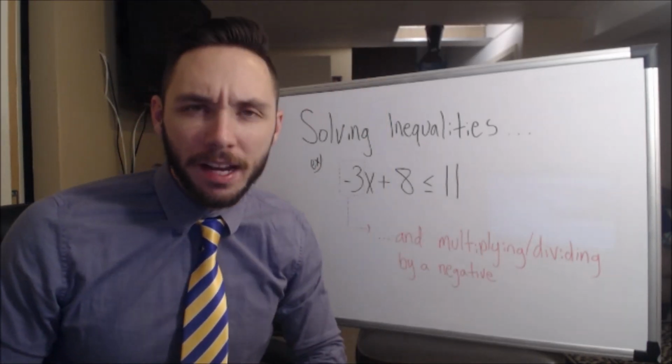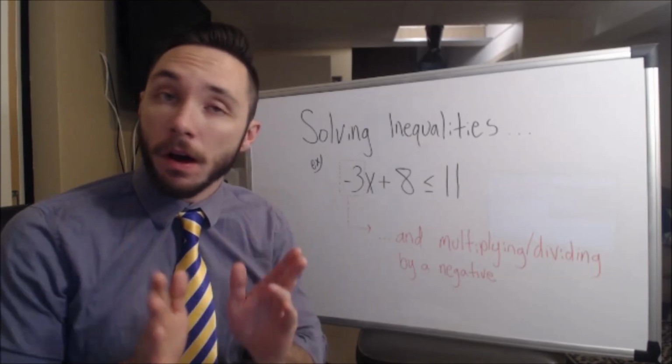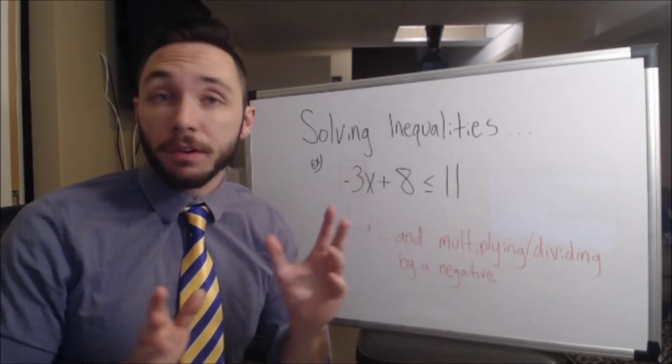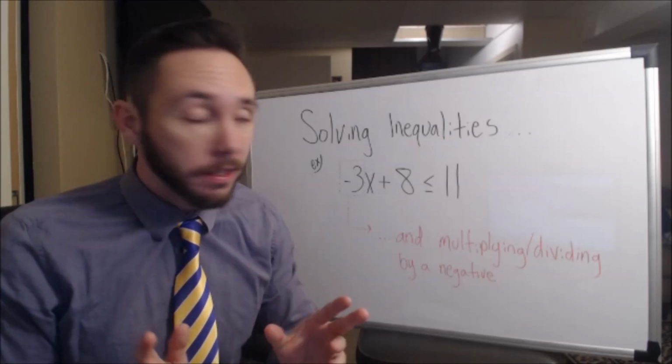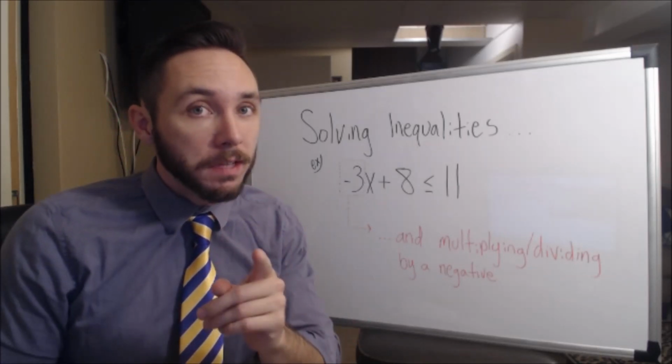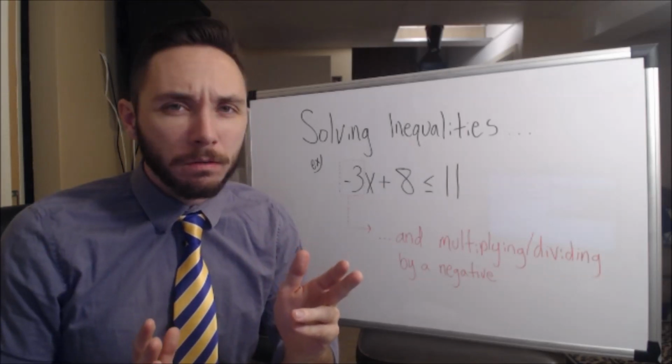I know, you forgot to flip the sign. So you were probably taught this before. You were probably taught, in your algebra class, that whenever you're solving an inequality and you divide or multiply by a negative, you have to flip the sign. But have you ever wondered why?